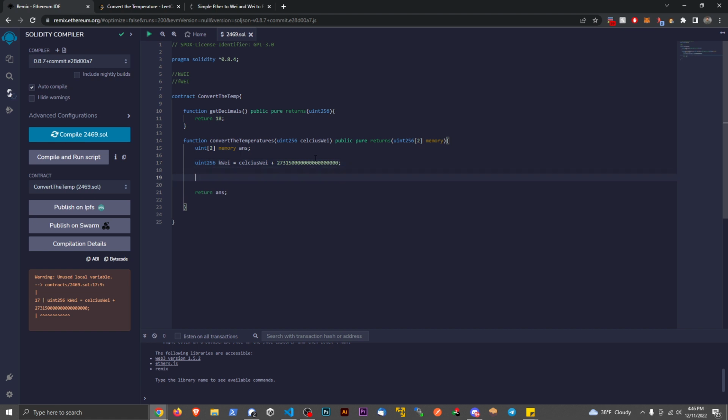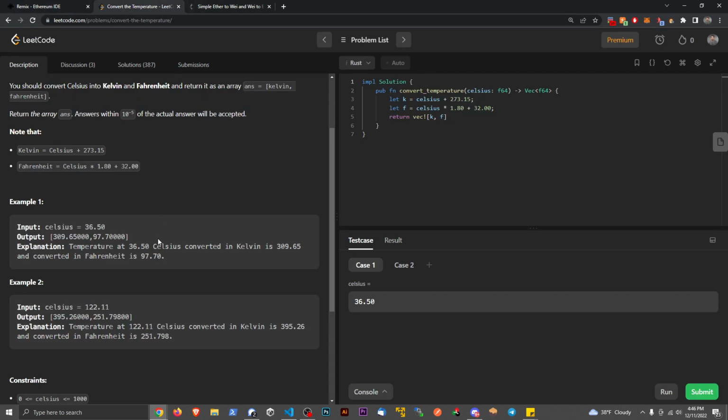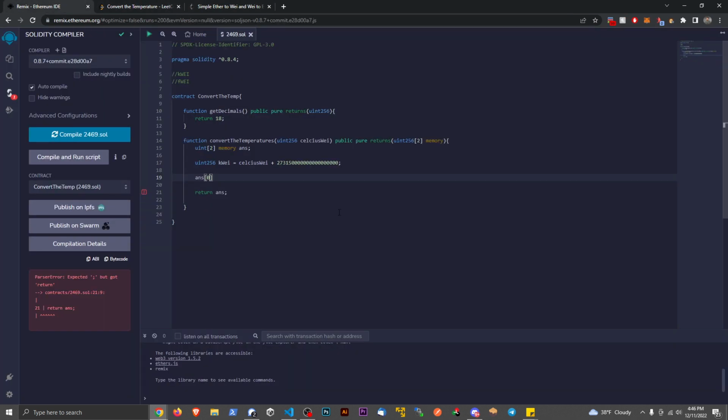Cool. Now let's go ahead and say answer at position 0, because let's double check that. I believe Kelvin comes first here. Yep, Kelvin comes first. Answer at position 0 is going to be equal to kWei.